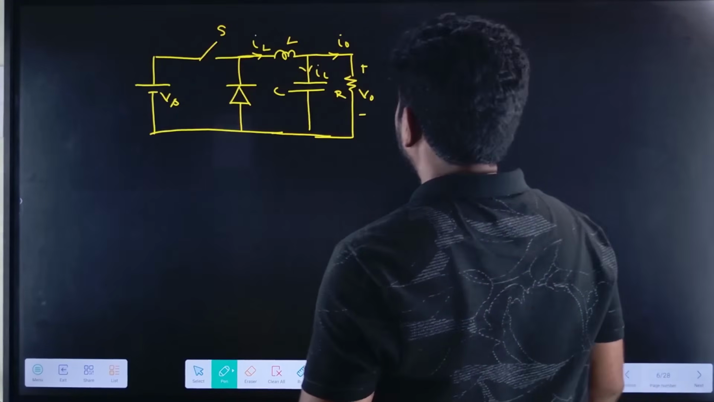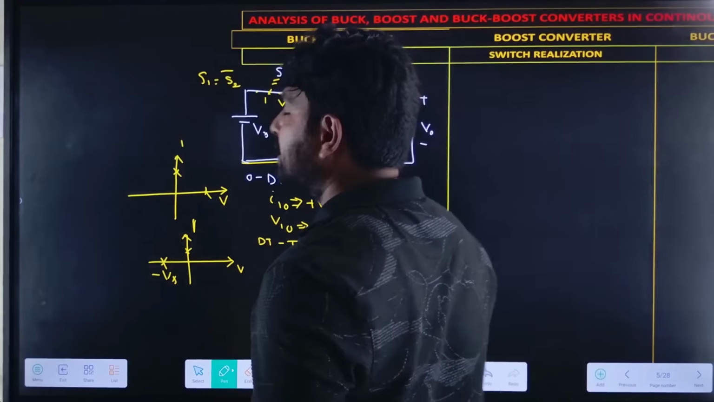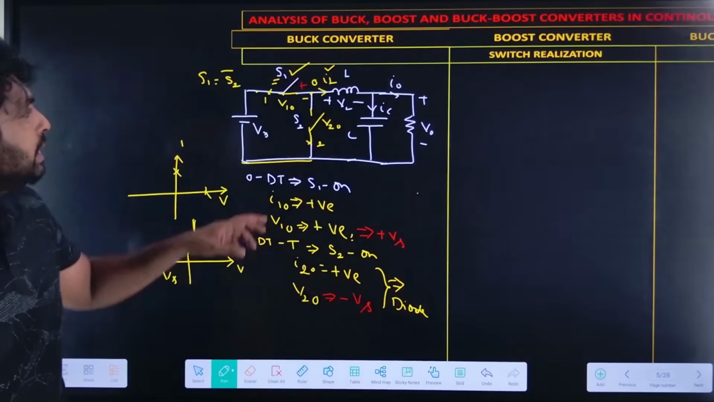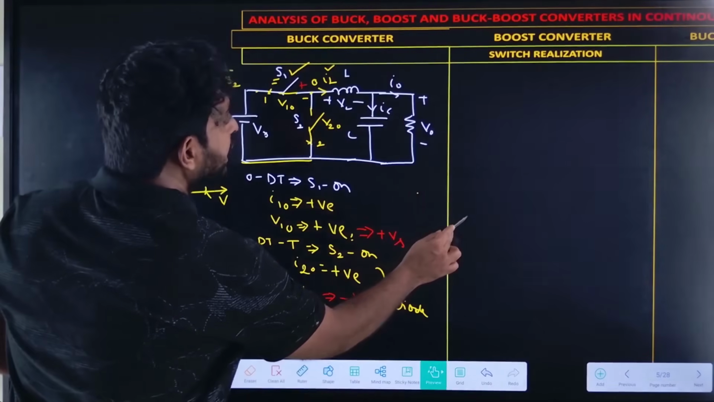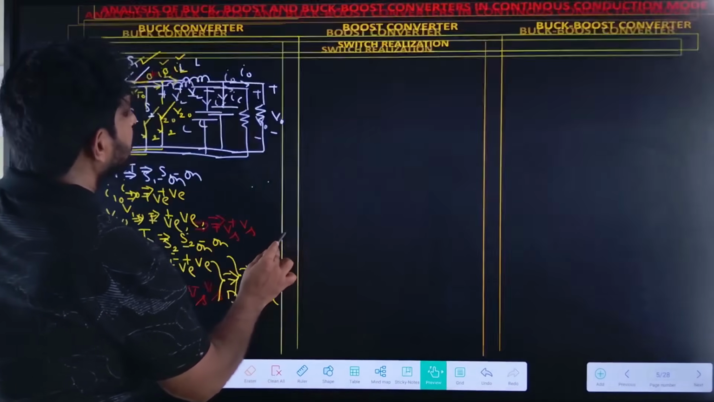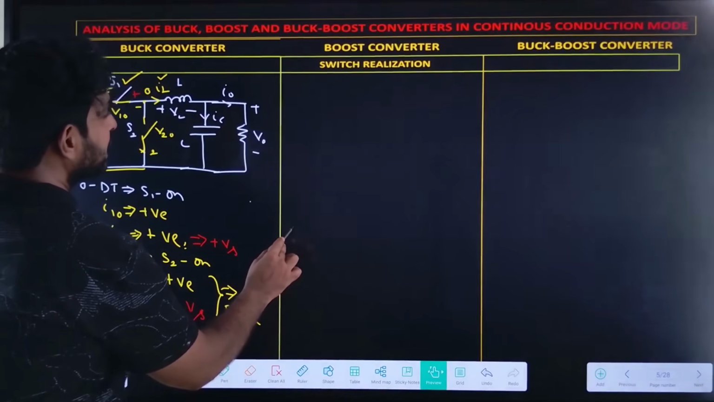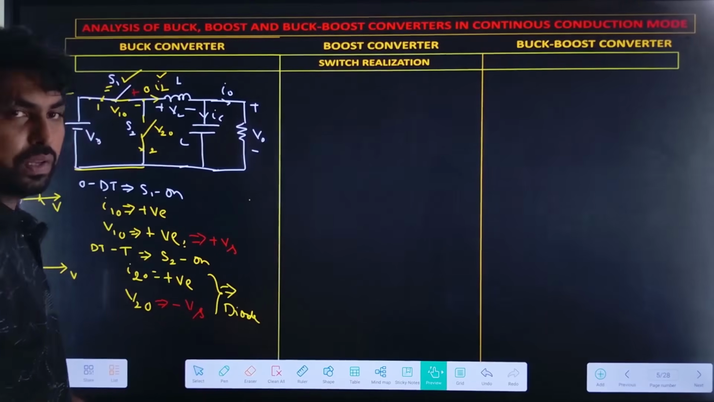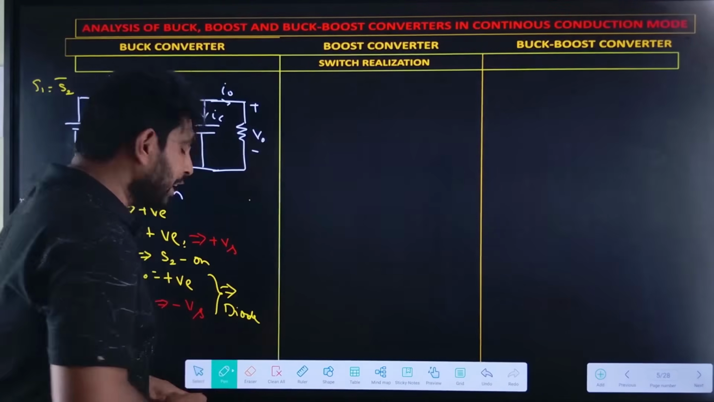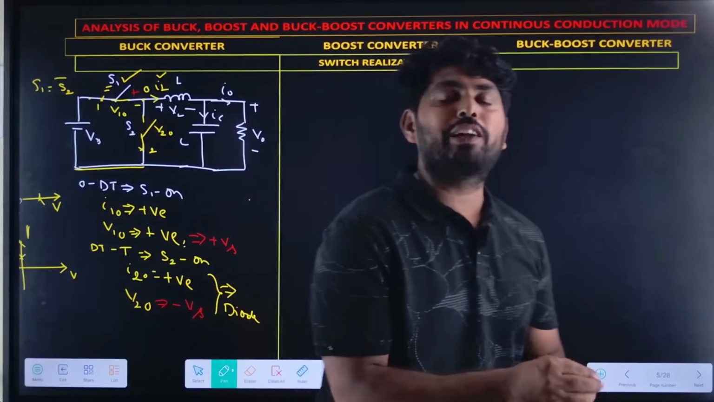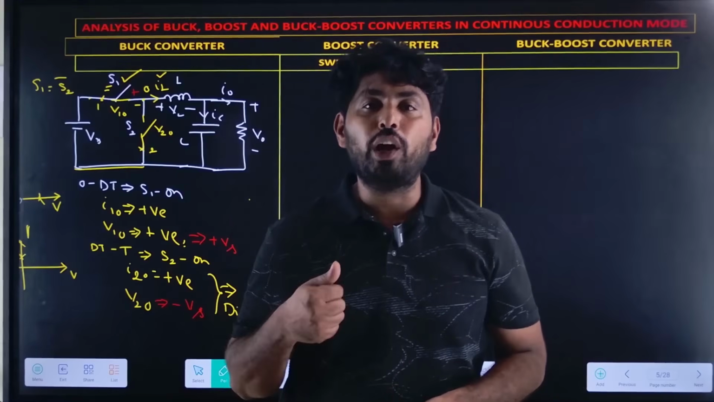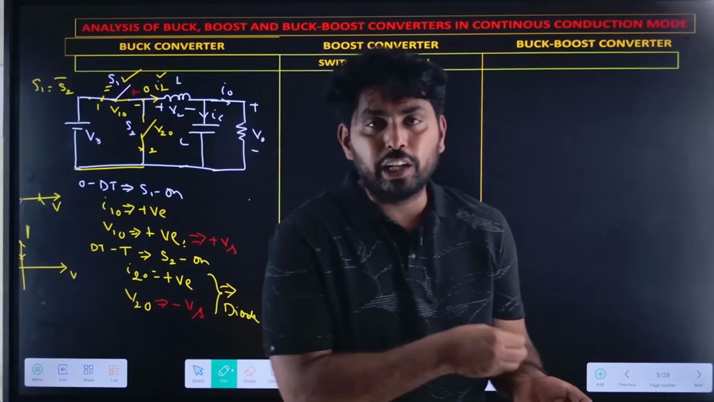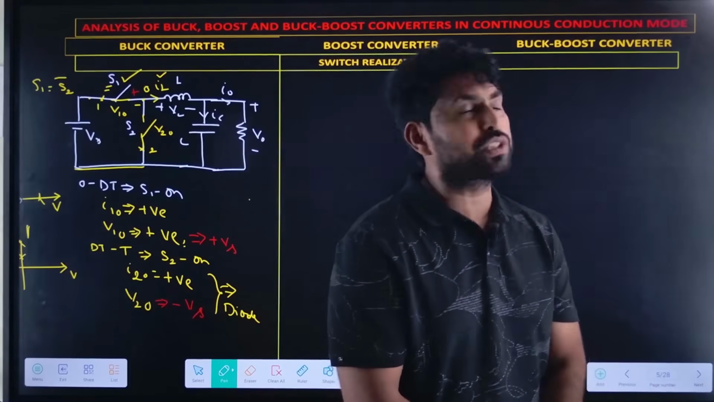Now, let us see the second one. What is the second circuit? The second circuit is the boost converter. Now, let us find the same analysis for the boost converter. So, how will the boost converter circuit be? The boost converter circuit is identified if the inductor is connected on the source side. We can identify it as a boost converter.